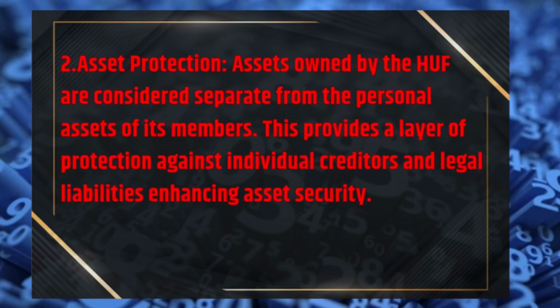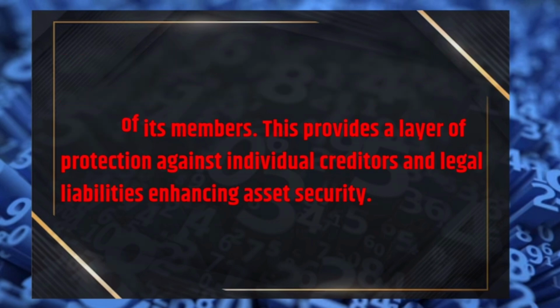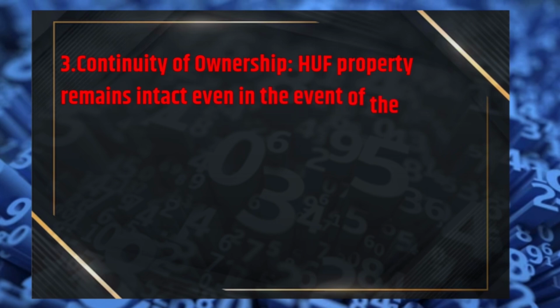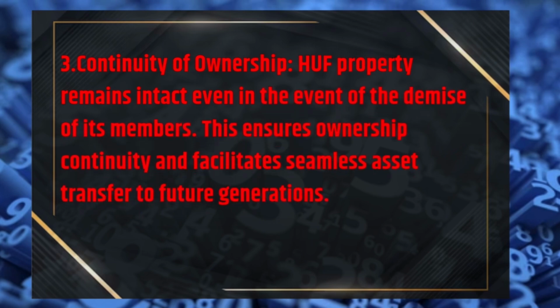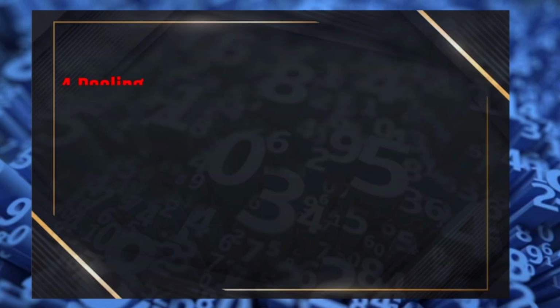2. Asset protection. Assets owned by the HUF are considered separate from the personal assets of its members. This provides a layer of protection against individual creditors and legal liabilities, enhancing asset security. 3. Continuity of ownership. HUF property remains intact even in the event of the demise of its members. This ensures ownership continuity and facilitates seamless asset transfer to future generations.